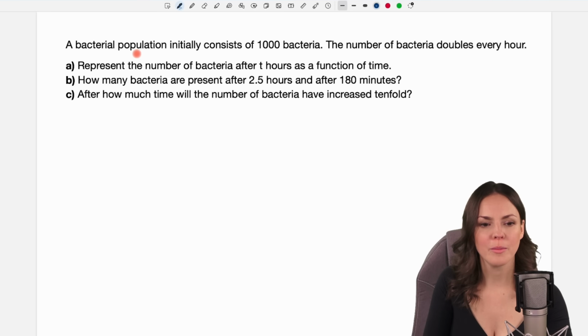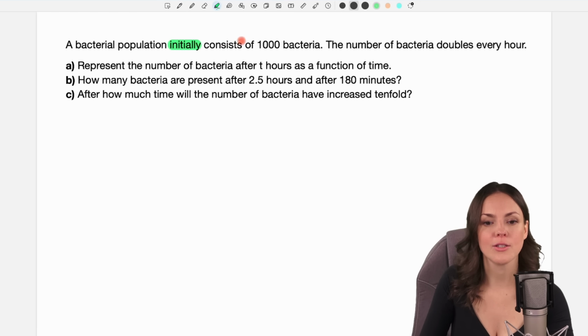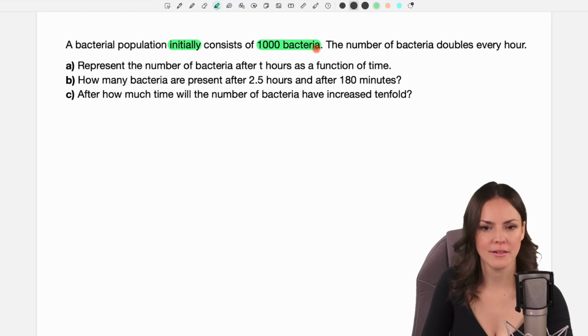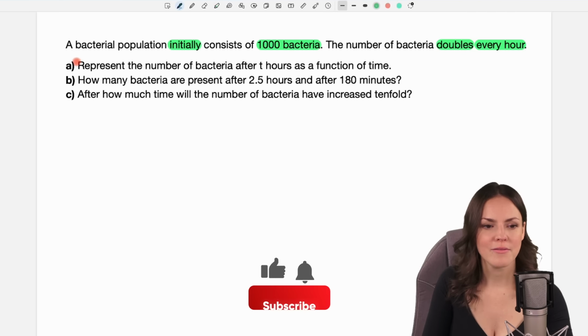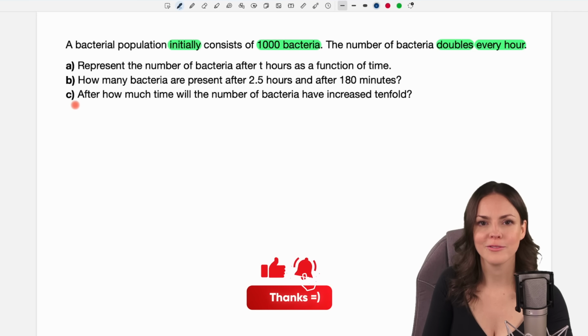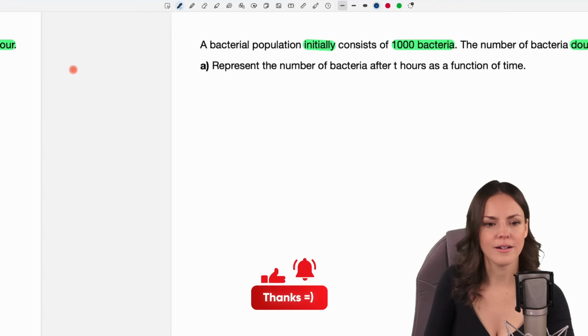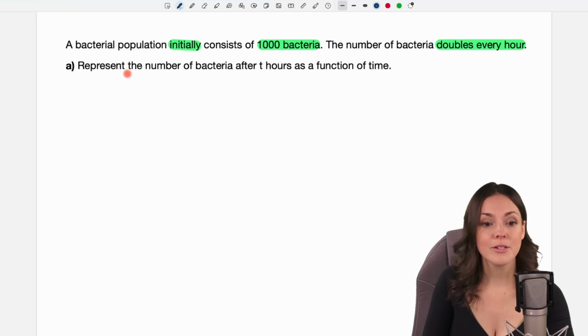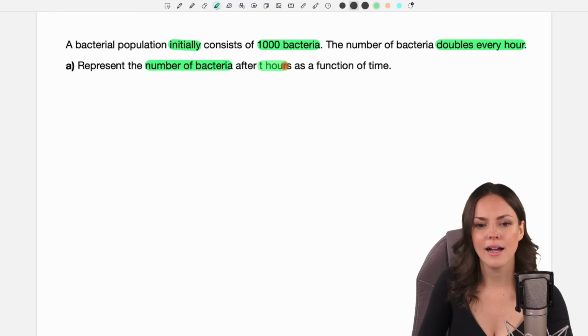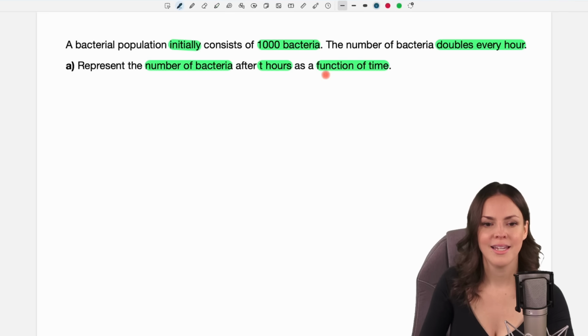A bacterial population initially consists of 1,000 bacteria. The number of bacteria doubles every hour. We have three parts that we have to solve here, so let's start with part A. Represent the number of bacteria after T hours as a function of time.